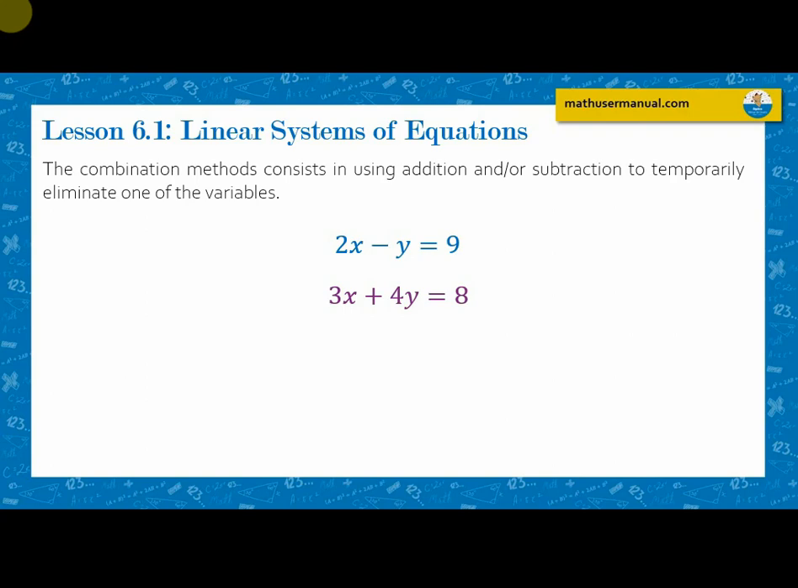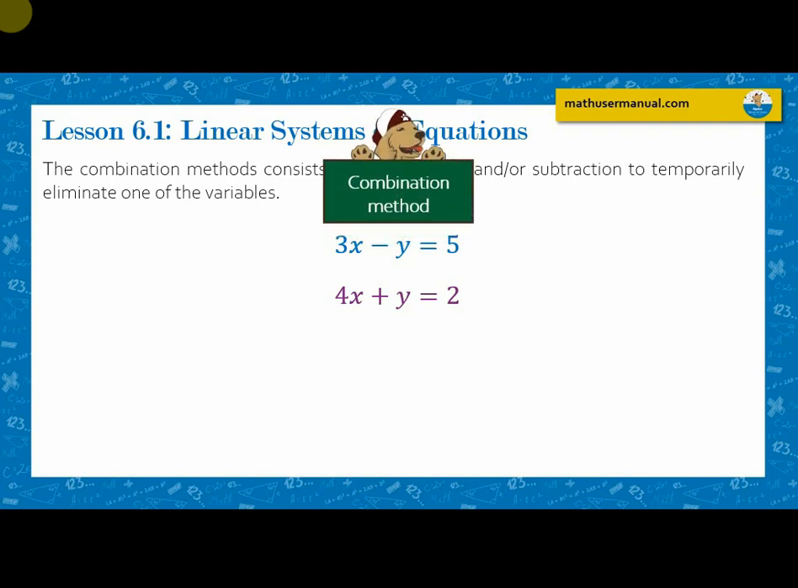Continuing solving for linear systems of equations, let's learn a new method. But for this new method, let's start first with new, easier equations. So let's replace 2x minus y equals 9 with 3x minus y equals 5, and 3x plus 4y equals 8 with 4x plus y equals 2. Now that we have these easier equations, let's solve using the combinations method.